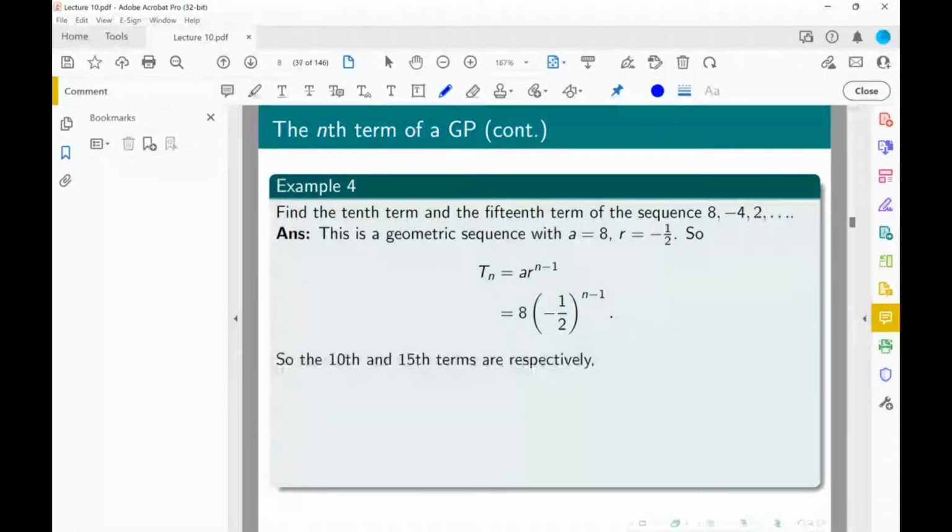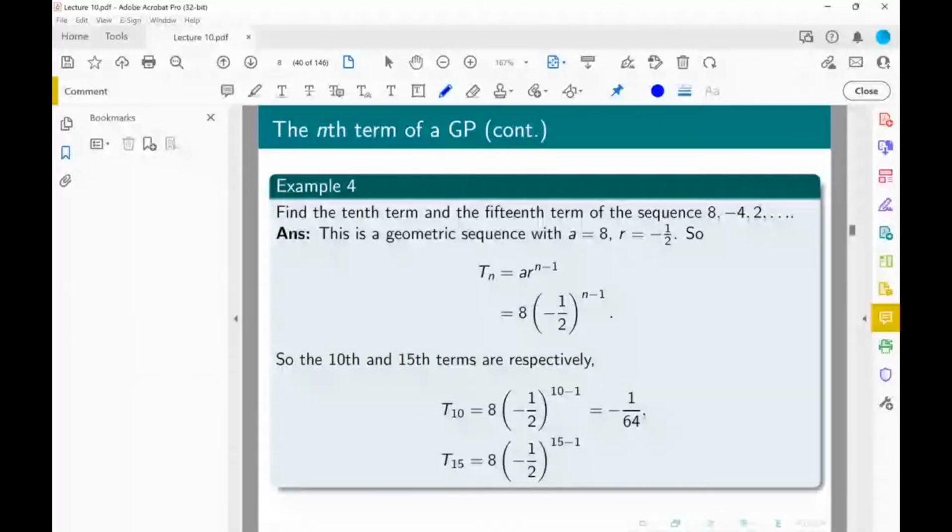In any case, to find the 10th and 15th terms, simply substitute in n is 10 for the 10th term, so it's 8 times minus 1 to the 10 minus 1. That's going to be a minus overall because it's an odd power, and 1 on 2 to the 9, and then times by 8. So it'll end up being minus 1 on 2 to the 6, which is 64. But really, you can just compute it at this stage.